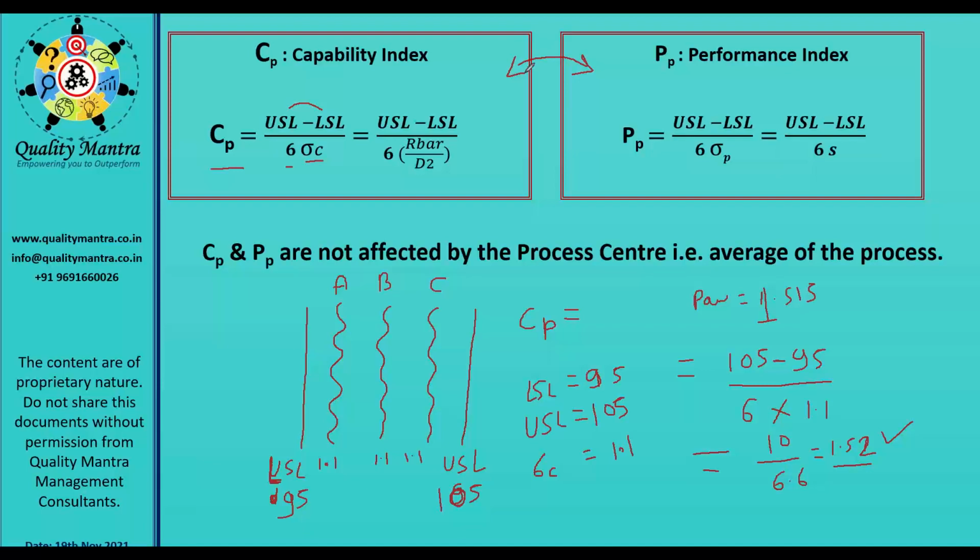Yeah, total. Simply you can say it is the way the standard deviations are calculated, or the way the process variation is calculated. For calculating the CP, that is the capability index, you are taking R bar by d2, whereas for calculating the performance, you are taking the total variation. You see, you may be capable.